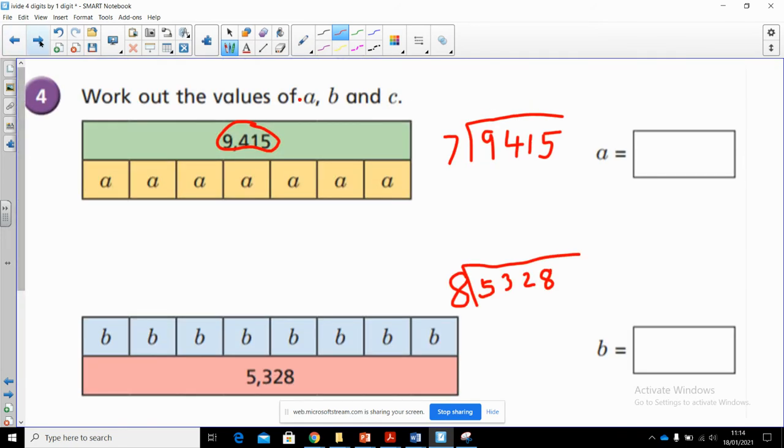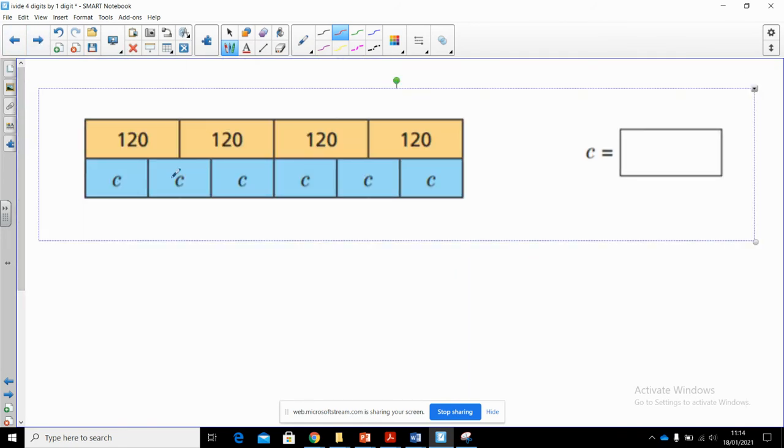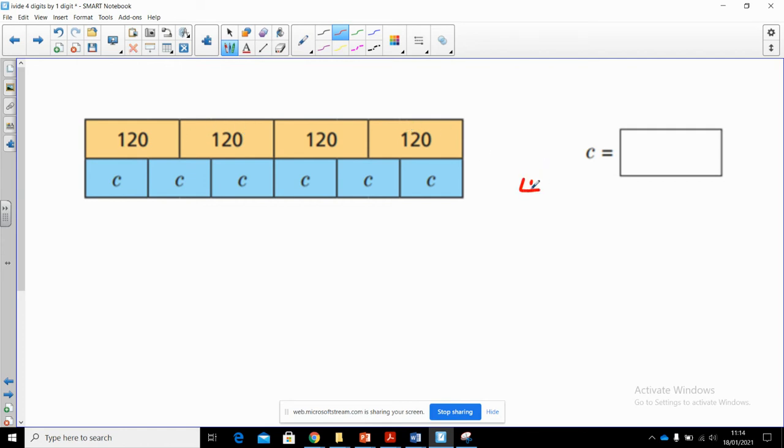And then I thought we'd look at this one as well, because you might be thinking now, oh, but what do I do at the top? Do I need to split my C in half? What's the value of C? All we need to do here is add up the orange bar. So 120 times 4, or 120 repeated addition: add 120, add 120, add 120. So I've got 120, 240, 360, 480. 480 is my top bar here.